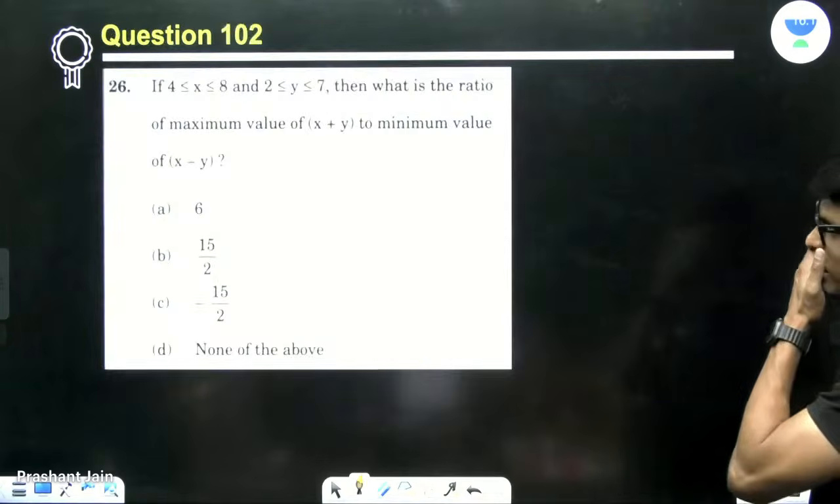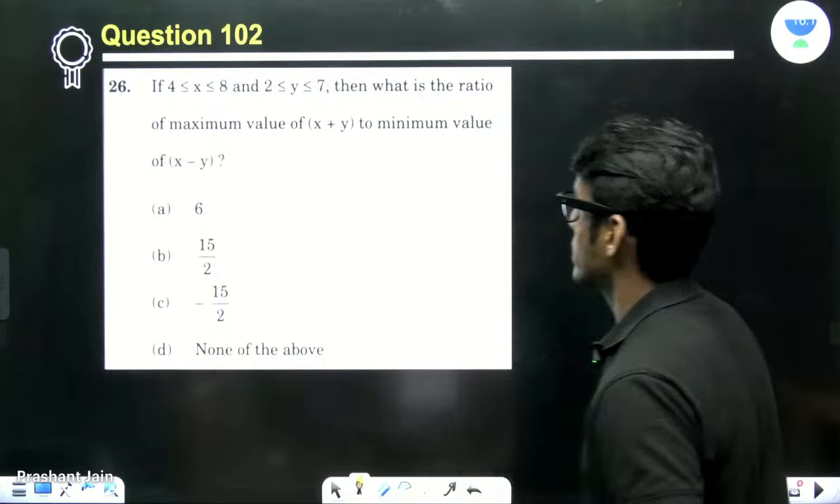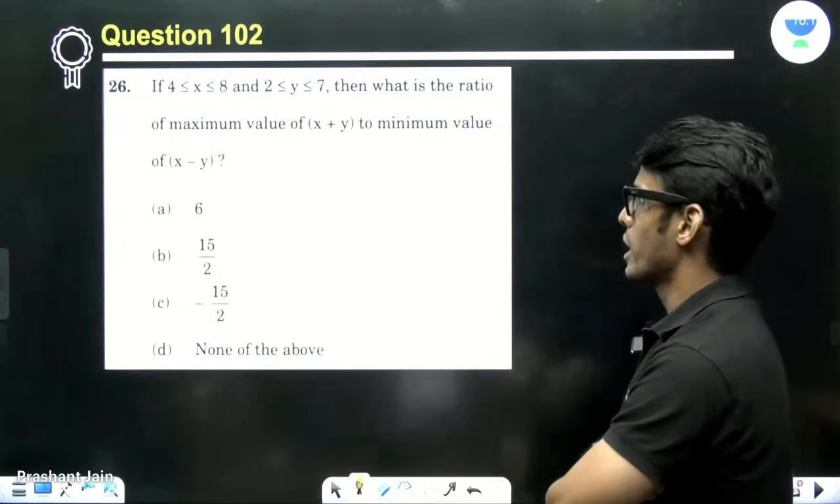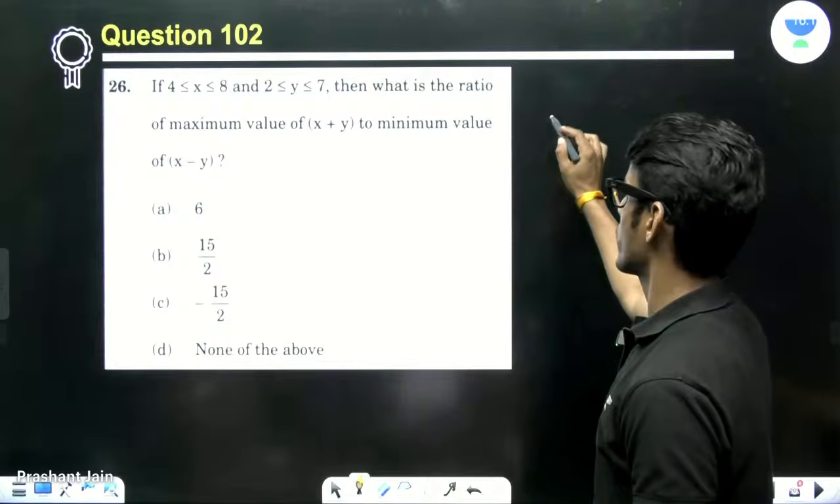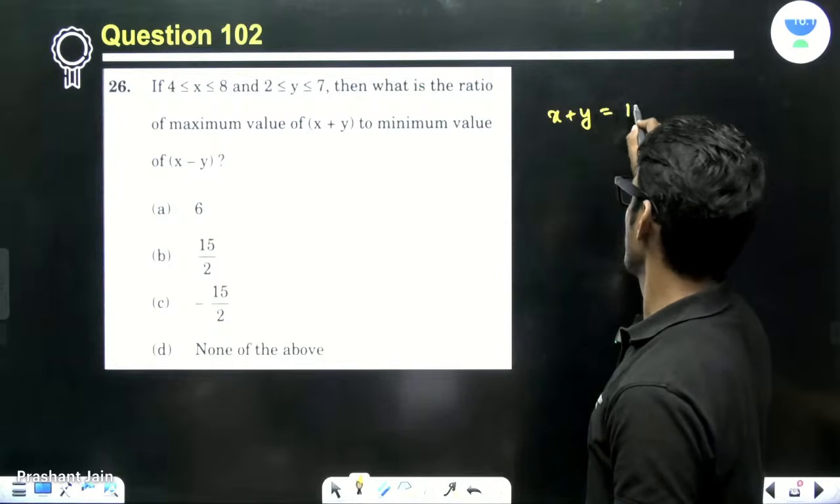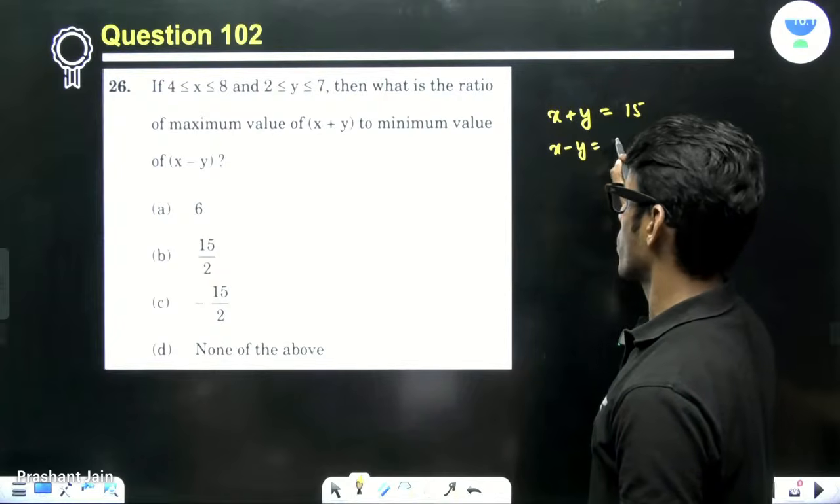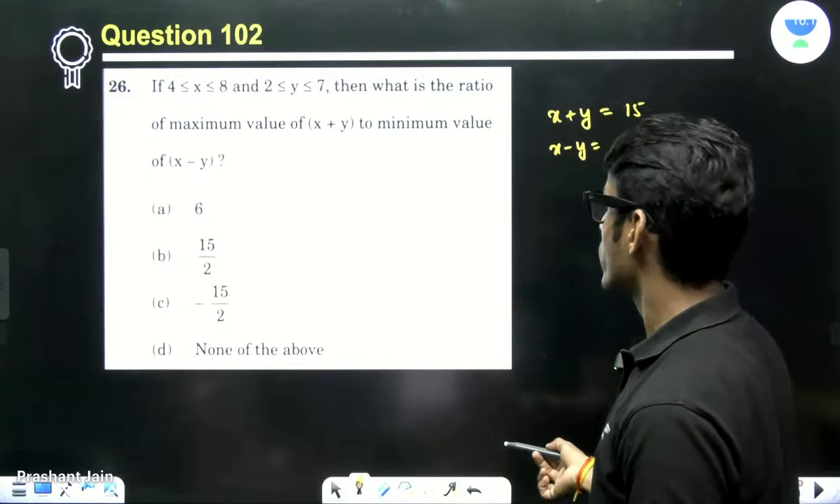Okay. Now, D, let's see this. X 4 to 8, Y. What is the ratio of maximum and minimum value of X plus Y? Now, it's very simple. X plus Y maximum is 50. Minimum value of X minus Y is 4 minus 7, minus 3. So it becomes minus 5, right?